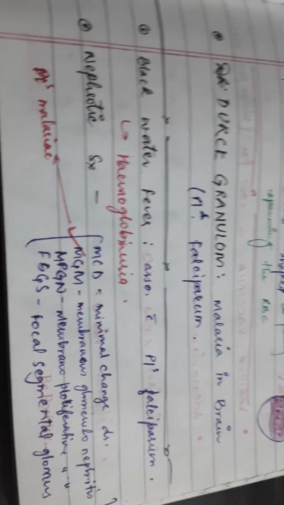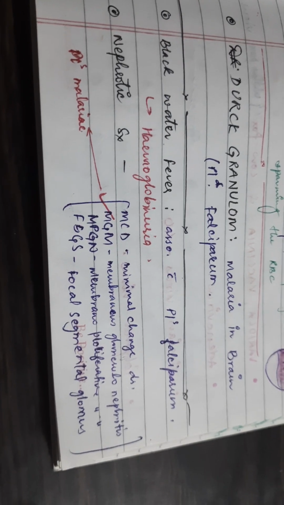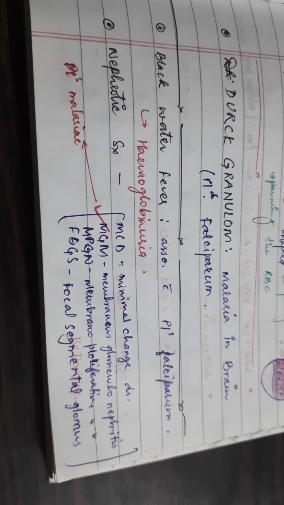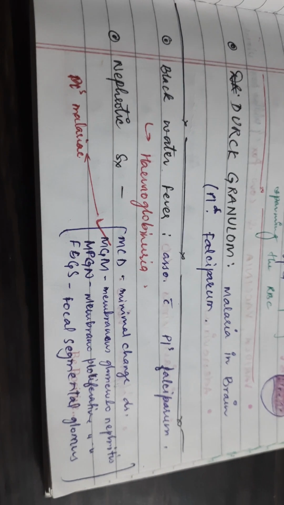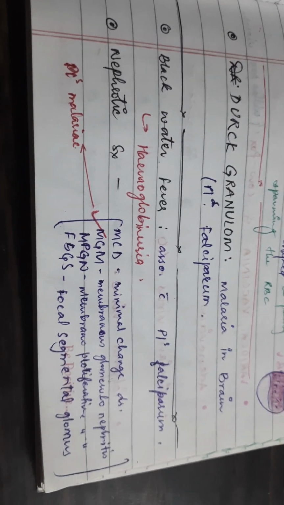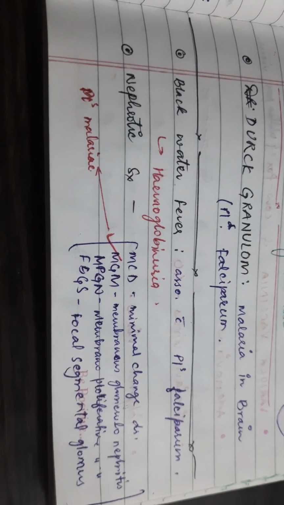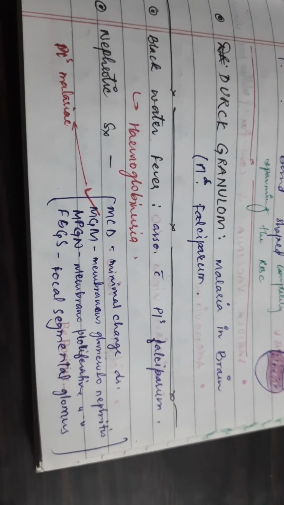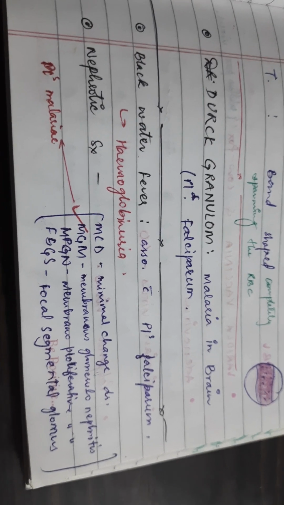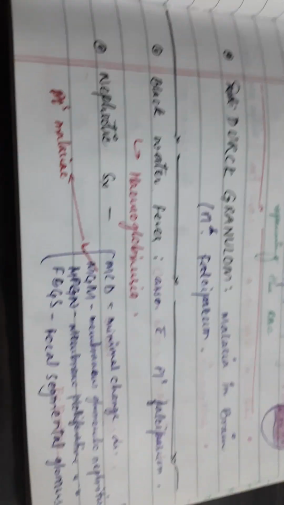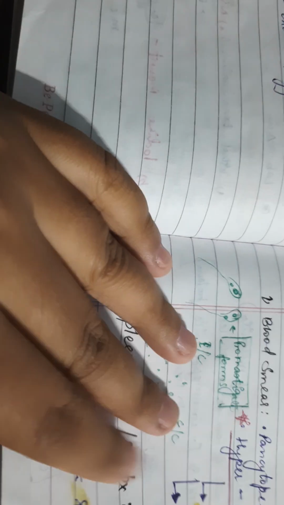Nephrotic syndrome is because of Plasmodium malariae. Nephrotic means kidney. It causes membranous glomerulonephritis in Plasmodium malariae. That's now our malaria completed. It has only three diseases: Entamoeba histolytica, then Kala Azar, and then malaria. Okay, thank you. Bye.